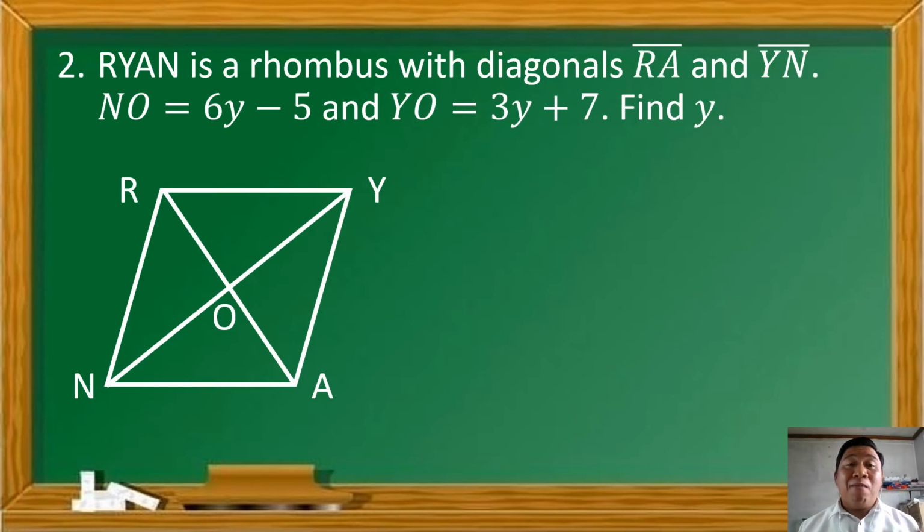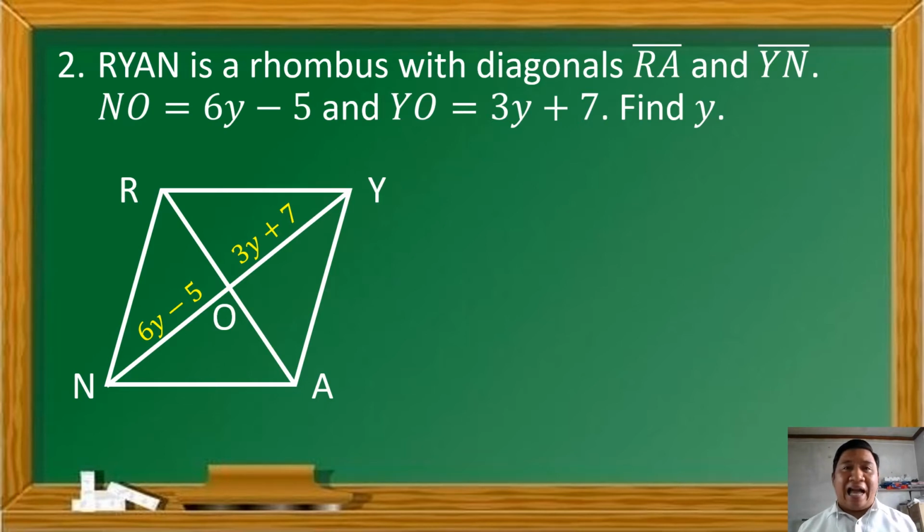Okay? Then, pwede rin nating ilagay na yung mga binigay sa ating problem, yung mga given. Alright? So sabi sa problem that the measure of segment NO is equal to 6y minus 5. So ilagay natin siya. Ito siya. Okay? Next, ilagay na rin natin yung measure ni segment YO, which is 3y plus 7. So yan, lagay na rin natin dyan. Okay, so ayan na. Kitang-kita na natin yung ating problem. Kitang-kita na siya sa illustration. Okay, so we are asked to find for the value of y.